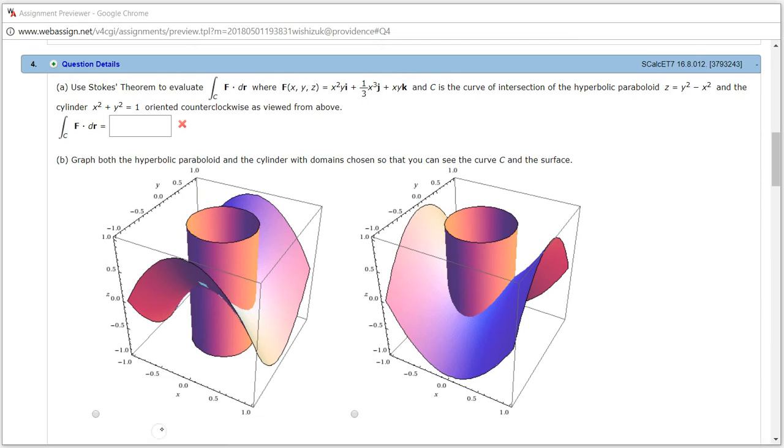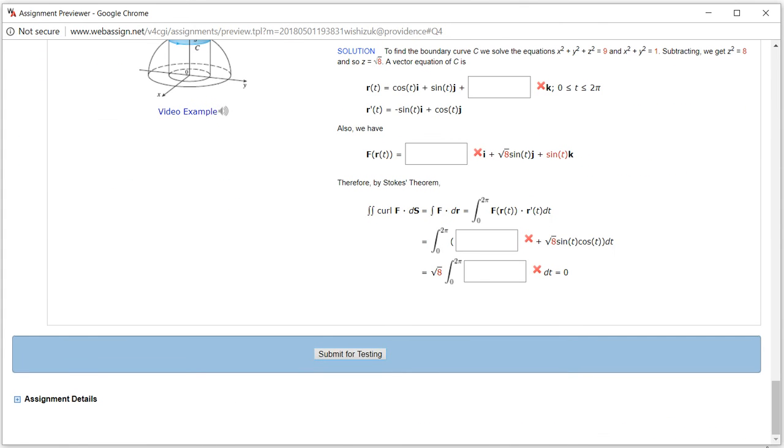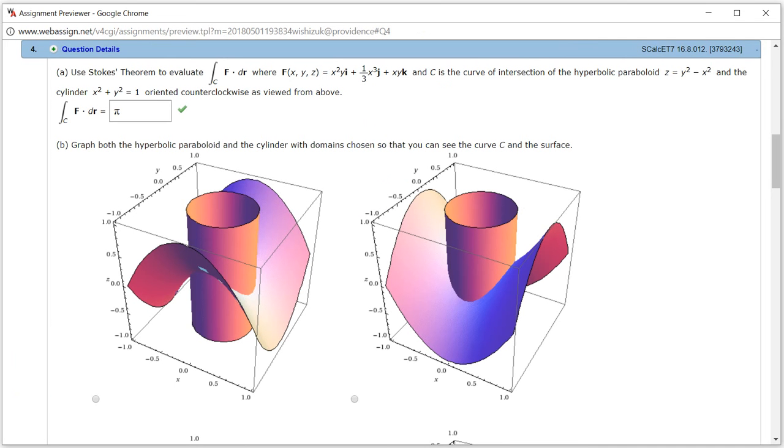Let's check the answer. The answer is pi. Submit for testing. I came back and it looks like we got this one correctly.